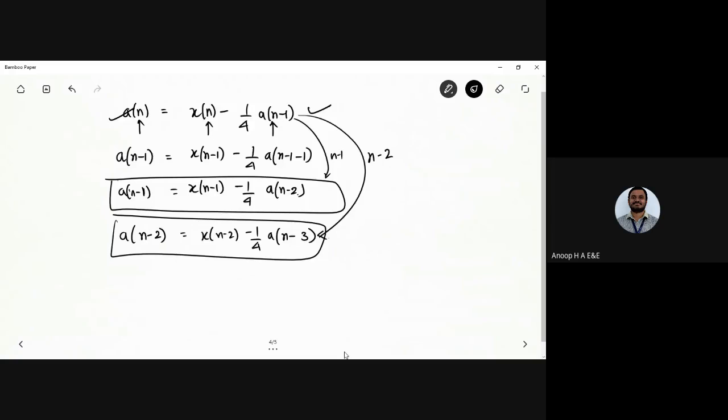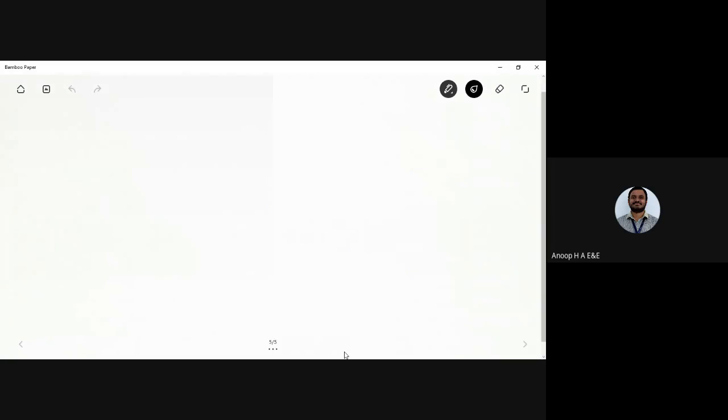In the same manner, you can have this substitution done carefully. This is entirely the substitution problem that you can come across. So a of n minus 2 will be equal to x of n minus 2 minus 1 by 4 a times n minus 3. So you have a of n minus 2 equal to y of n minus 1 by 4 y of n minus 1.